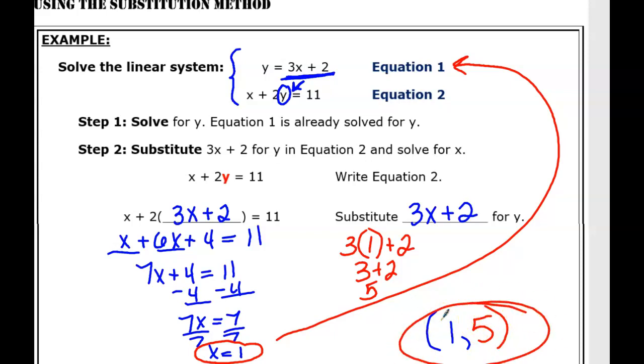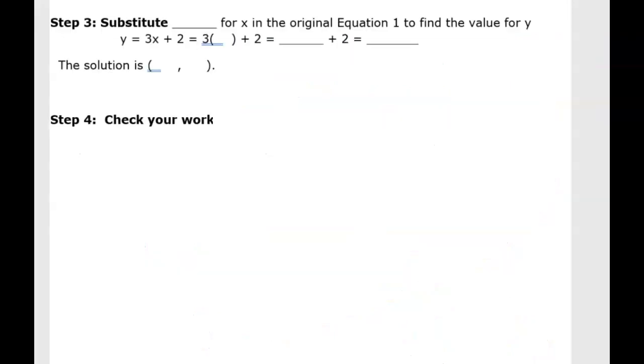Just like with graphing, you can plug the values in and do your check step. So our check step would be 5, which is my y, is equal to 3 times x, which is 3, plus 2. Does that work? Yep. And it's going to work for both. So my x is 1 plus 2 times my y, which is 2 times 5 is 10. Does that equal 11? Yep, that worked for both. So that's an example of substitution. We're going to do some examples.